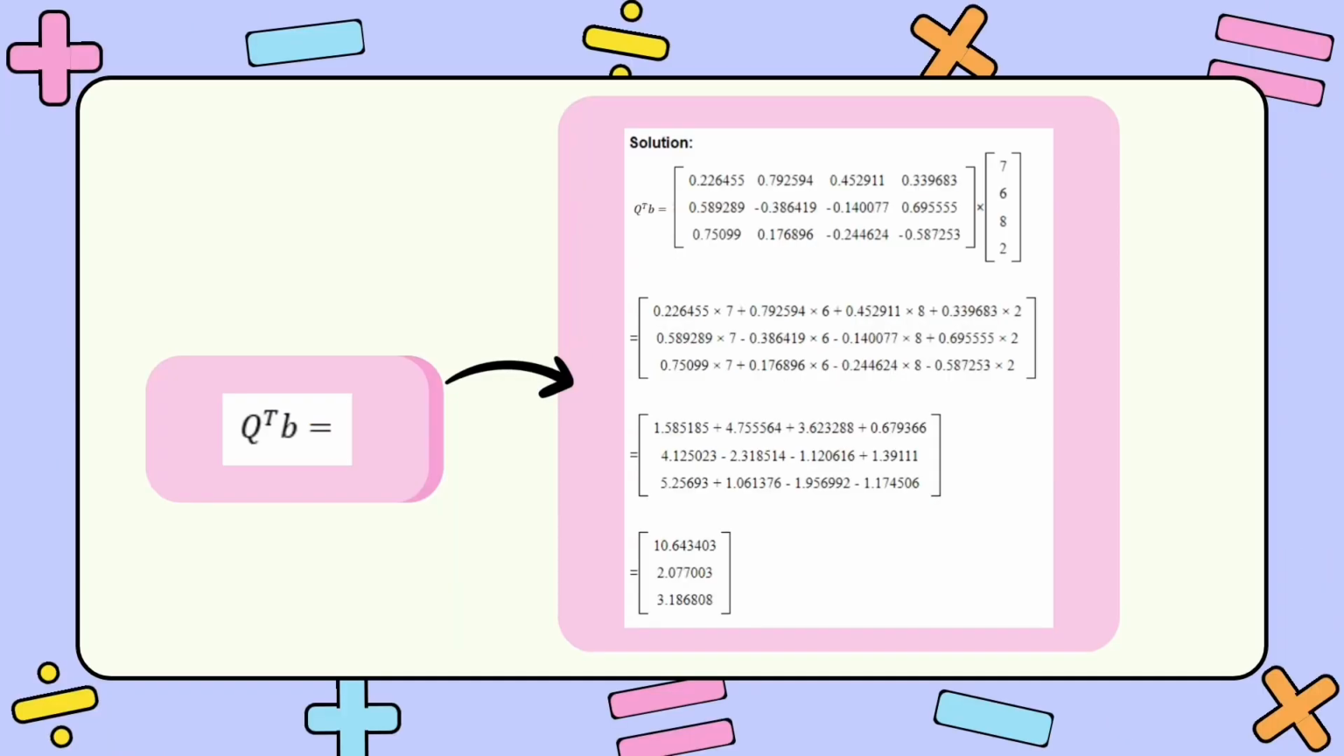After that, we need to find Q transpose multiplied by matrix B. We already found the Q transpose, so we multiply that with matrix B. After we perform the calculation, we get the value of Q transpose B, which is 10.643403, 2.077003, and the last one is 3.18608. So this is for Q transpose B.